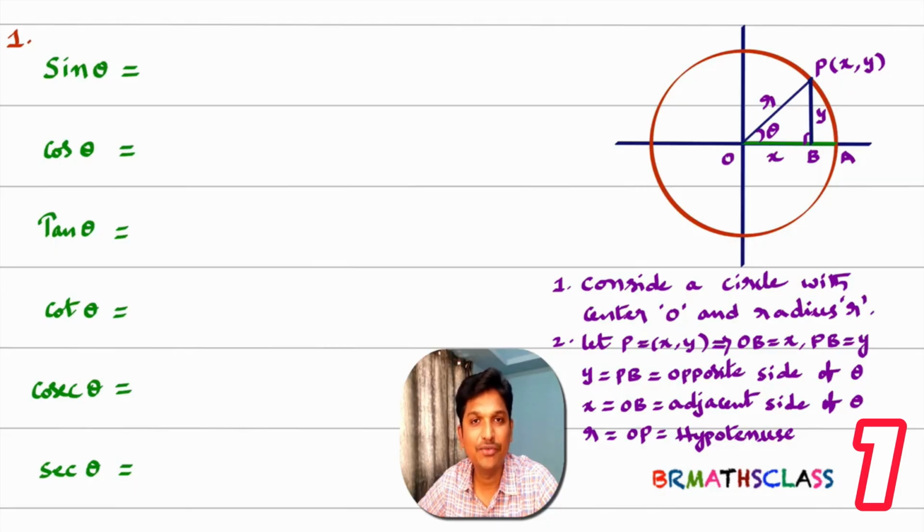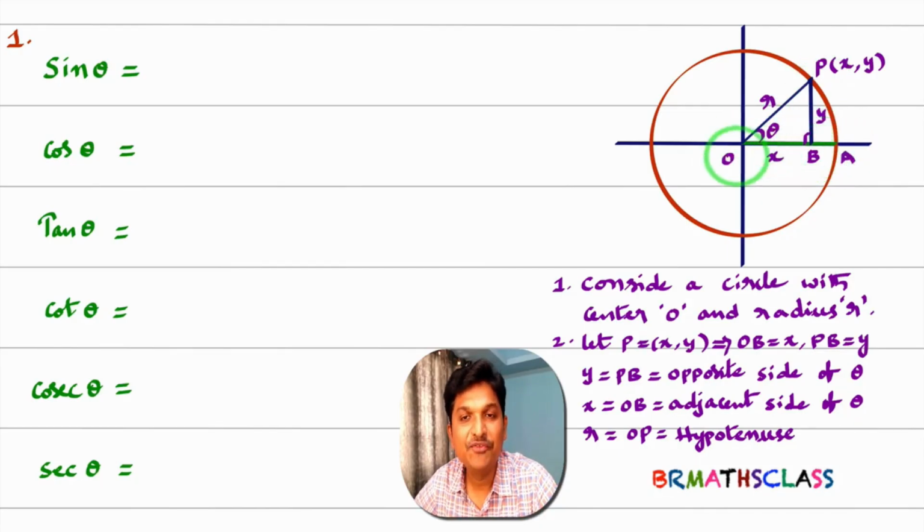The definitions of all 6 trigonometric functions. For that, you need to observe a few things in this diagram. I considered a circle with center O and radius R. You observe 2 things here, OA and OP. OA is the initial side. If I rotate OA through an angle theta, then OP is formed.